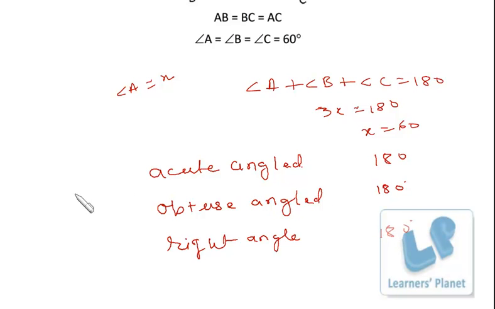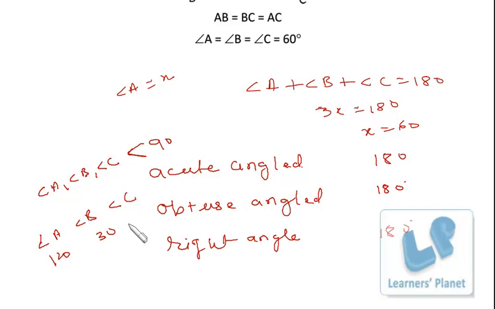Now acute angle means what? All the angles are less than 90 degrees. Angle A, angle B, angle C, all less than 90 degrees. Not even equal to, none of them can be equal to 90 degrees if it is an acute angle triangle. Okay, then if it is an obtuse angle triangle, exactly one, not at least one, but exactly one angle will be more than 90, right? So suppose angle A, angle B, angle C are 120, 30, and 30. So this is an obtuse angle triangle.